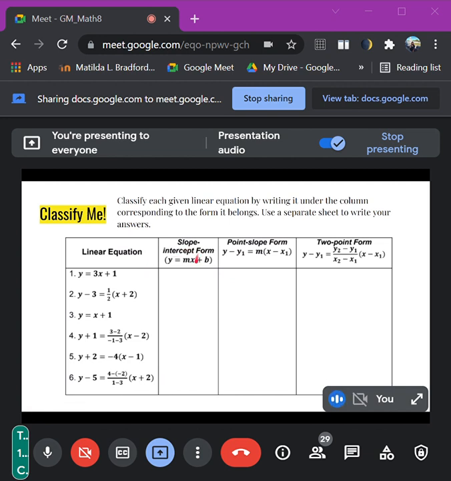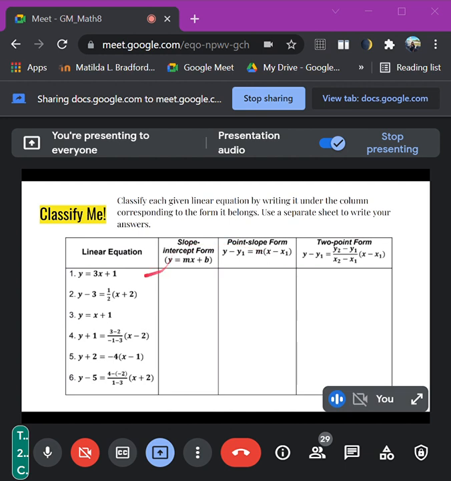And then we have the slope-intercept form, which is y is equals to mx plus b. And then this one is point-slope form. So that is y minus y sub 1 is equals to m quantity x minus x sub 1. And then we have here two-point form, which is y minus y sub 1 is equals to y sub 2 minus y sub 1 over x sub 2 minus x sub 1 quantity x minus x sub 1.